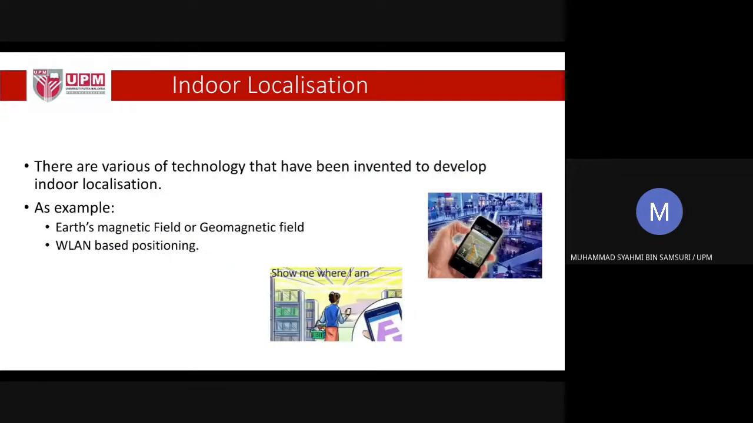I will give a scenario of why indoor location is needed in our daily life. For example, when we go to the library and want to find a book, we ask the librarian to show the direction. Then we go in that direction, but somehow we are lost. So that is why indoor location is developed, to improve our daily life.